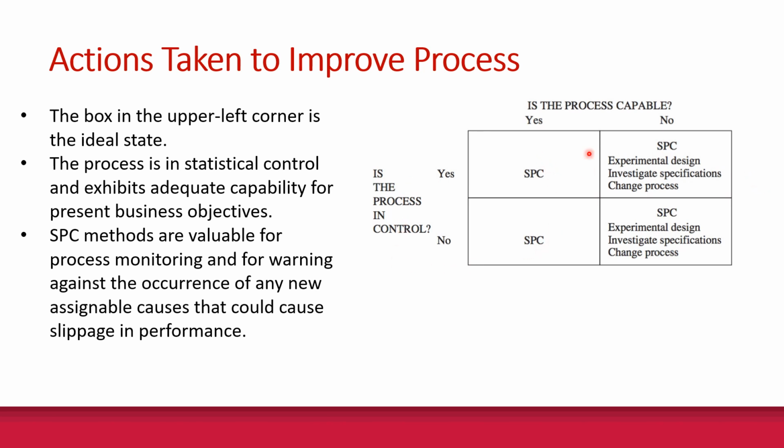If you look at the box in the upper left corner, this process is in statistical control and exhibits adequate capability for present business objectives. If this is the case, then SPC methods are very valuable for monitoring and warning against the occurrence of any new assignable causes that could cause slippage in performance. So these are processes that are up and functioning. We've already established our control charts. Here we're just monitoring to make sure that problems don't develop.